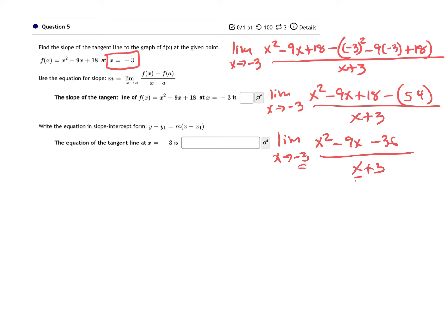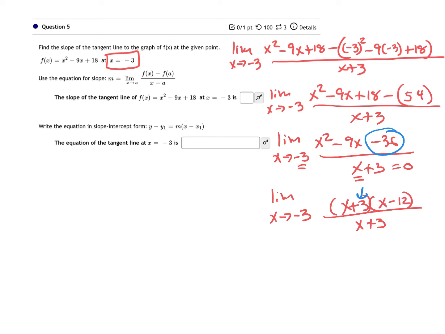So again, I can't cancel. If I try and put -3 in, that's going to equal 0, so I have to try and factor the top. So the limit as x approaches -3 is x plus 3 here. Now again, I know one of the factors has to be x plus 3. So if I take -36 and divide it by 3, that should give me my other factor. So that will be x minus 12. So now my x plus 3's cancel out, so I have the limit as x approaches -3 of x minus 12, so that's equal to -3 minus 12, so that's a -15. So this is -15 here.